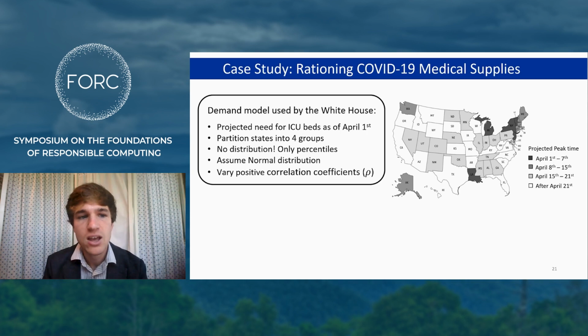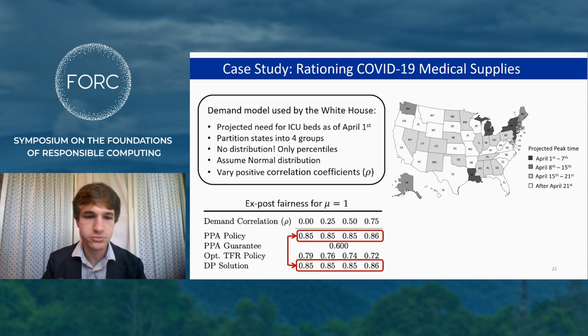I want to emphasize that in this demand model, there was no distributional information given, just a 5th percentile, a 95th percentile, and an expected demand. So that's something that fits nicely with our framework, but makes it impossible to solve a dynamic program. So to be able to compare our policy against a DP approach, we're going to assume a normal distribution, and we're going to consider different levels of correlation.